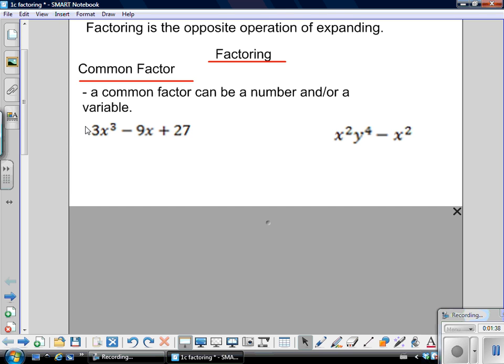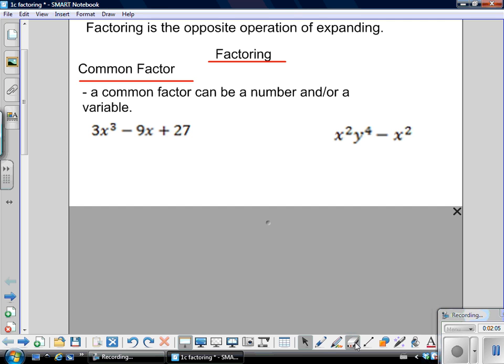If I look at this first question, I have 3x cubed minus 9x plus 27. Very easily I can see that there isn't a common variable because 27 doesn't have an x. However, even though there's not a variable in common, I can see that there is a number common to all three terms here. The number 3 goes into 3, it goes into 9 and 27. So that's the first thing I'm going to do.